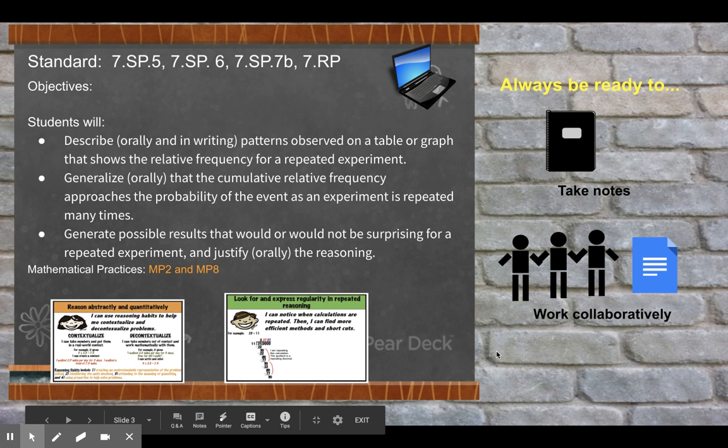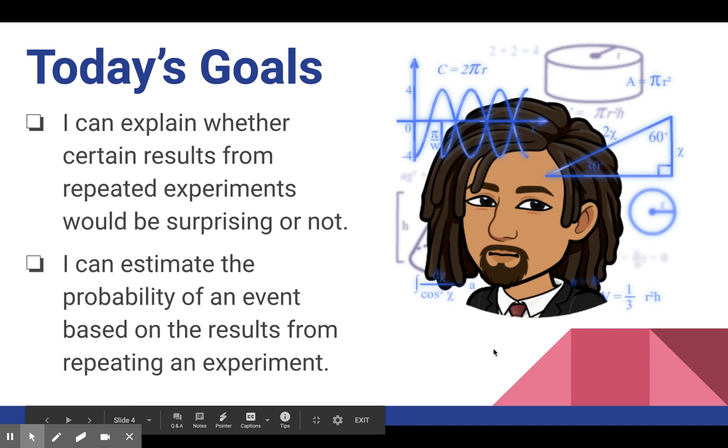Okay, moving right along, let's look at our goals for today. So today's goals are that we want to be able to explain whether certain results from repeated experiments will be surprising or not. We also want to estimate the probability of an event based on the results from repeating an experiment. So let's look at our engagement for today.